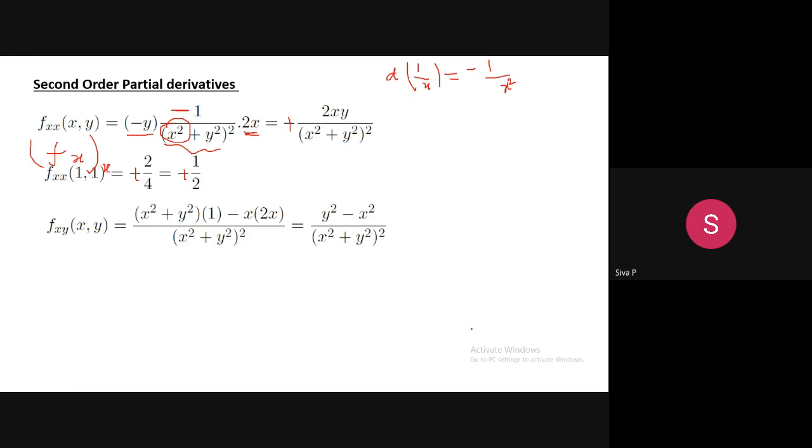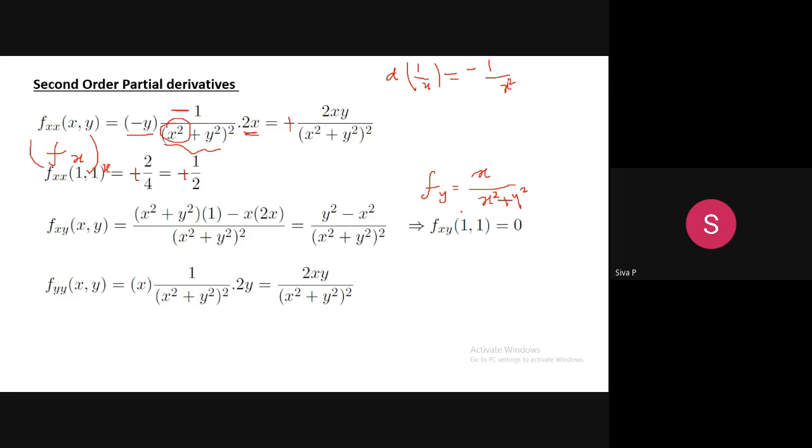So what is fy here? Fy is x divided by x square plus y square. Therefore, we can go for fxy. Fxy of 1 comma 1 is 0, because you are substituting 1 comma 1, that is equal to 0. Then we go for fyy. Fyy of x comma y. Fy of x comma y. That means keep x outside.